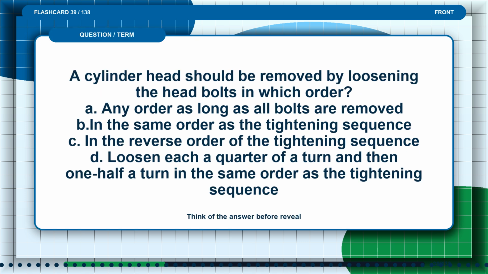Flashcard 39. A cylinder head should be removed by loosening the head bolts in which order? A. Any order as long as all bolts are removed. B. In the same order as the tightening sequence. C. In the reverse order of the tightening sequence. D. Loosen each a quarter of a turn and then a half turn in the same order as the tightening sequence. Pause and think of the answer before the reveal.